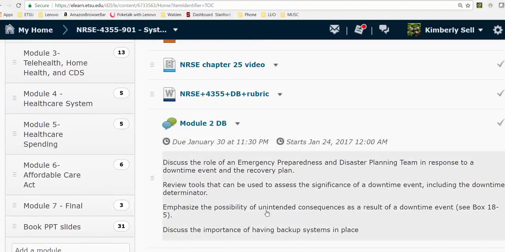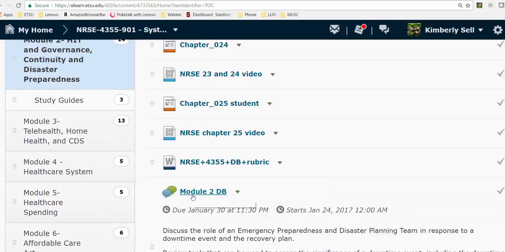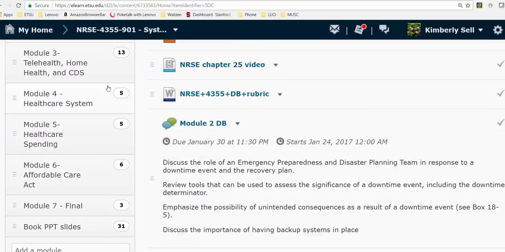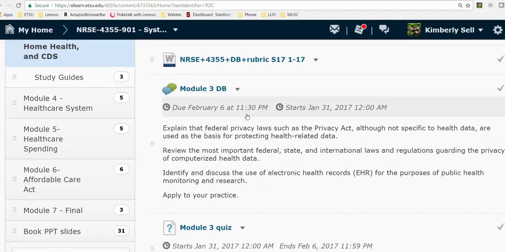It shows you before you even go to the discussion board what the topic is, so you can think about it before you actually go to the discussion board. When you're ready, you just click on the link. It takes you directly there. And then I've also put the discussion board rubric right here for you, so that you have it with the discussion board.